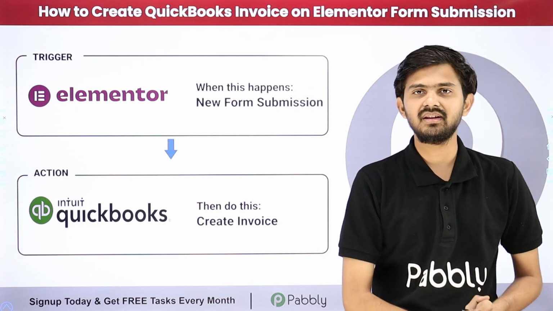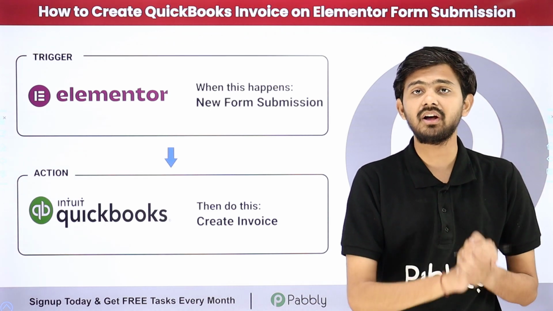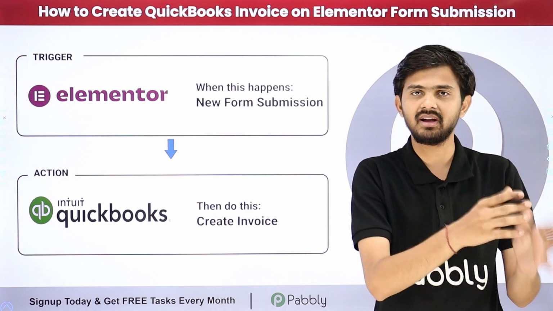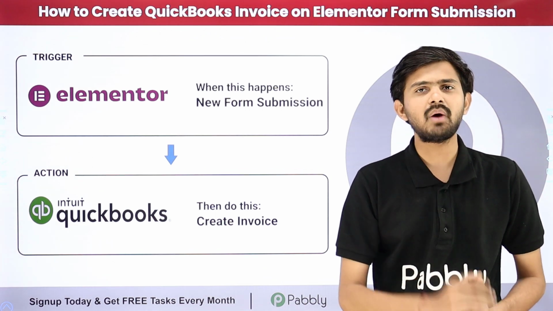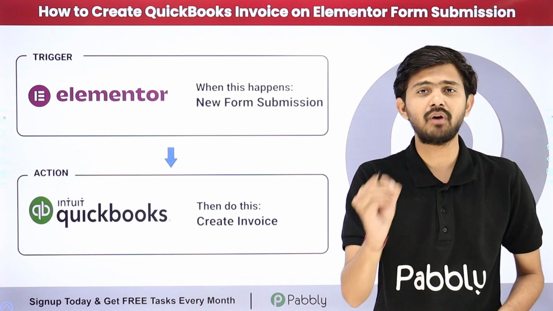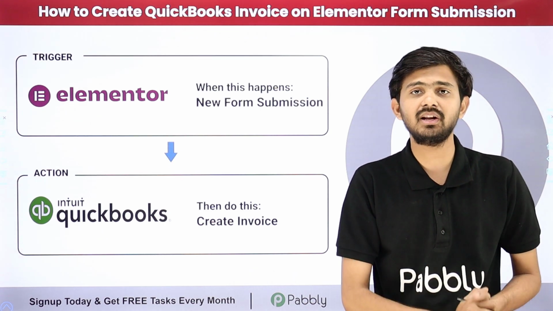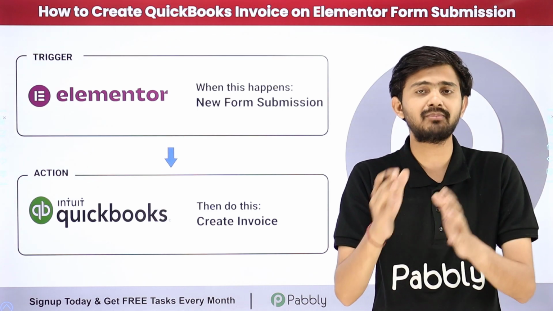So I'm running my business, and for my business I have already created an order form by using Elementor, and I have added that form on my website for my services and products. Now what I want to do is that whenever I'm going to receive a new form submission or a new order, then automatically by using QuickBooks I want to create an invoice for that particular service or that product.